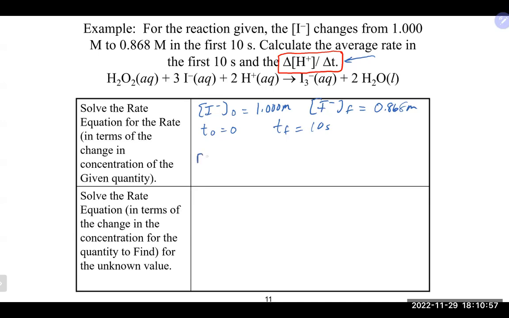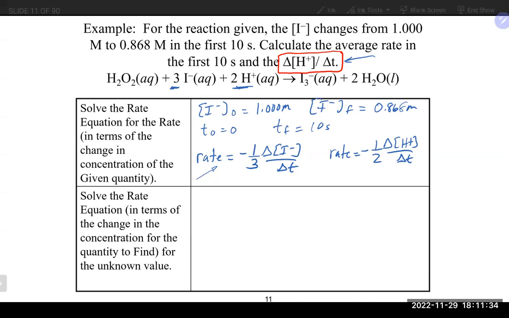If we look at the rate expression, we've got the rate is equal to minus 1/3 for the coefficient there, just for the I minus, the change in the concentration of I minus over the change in time. We also could pull out our rate expression for the H plus, and that would be the rate is equal to minus 1/2 for the coefficient, change in the concentration of H plus over the change in time. Again, both of these guys are reactants, so they're decreasing, so that's why we have our negatives. We really have the information here for our I minus, so we can put that information in.